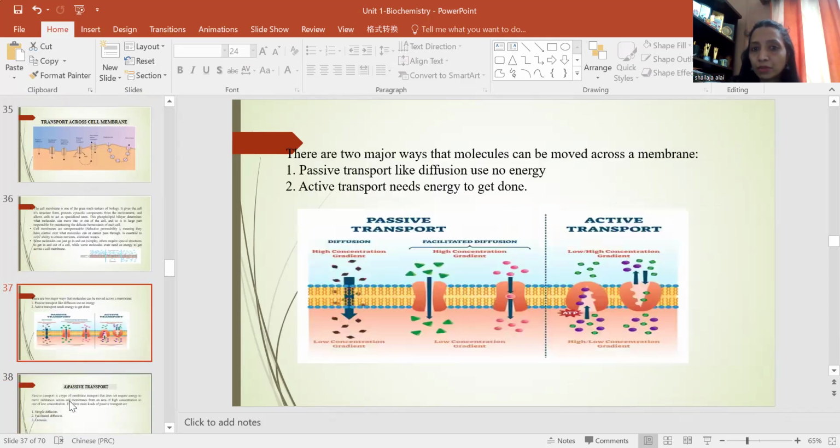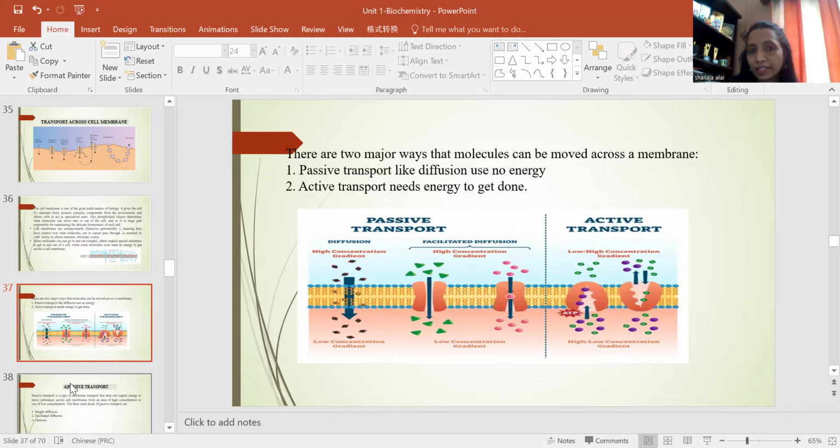So there are different types of cell transportation: active transport and passive transport. Passive transport, as you can see here, does not require any kind of energy, whereas active transport requires some amount of energy to transfer the molecules from one side to the other. Let's look at these transport systems one by one.